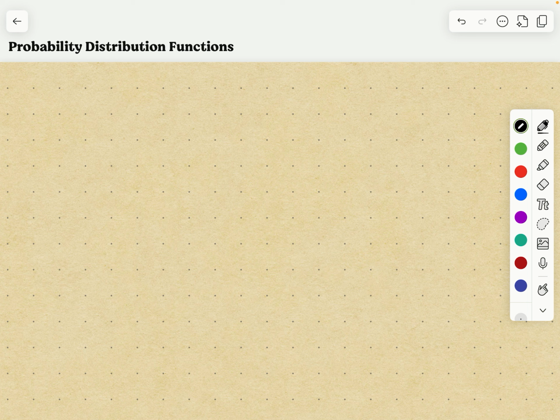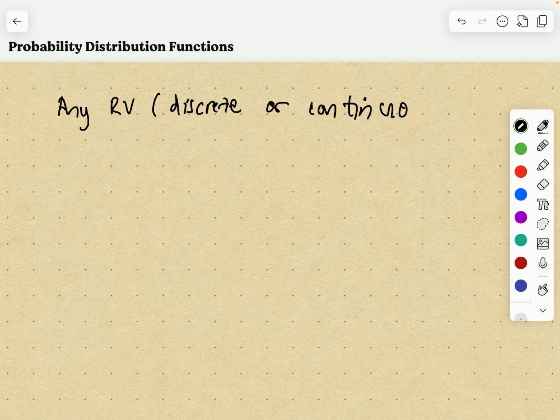And when you have any random variable, so this could be discrete or continuous. By the way, you could have random variables that are somehow in between discrete and continuous. So for instance, it might take discrete values between 1 and 10, and then continuous values past 10 or something like that. But for simplicity, we're just going to talk about random variables being either discrete or continuous.